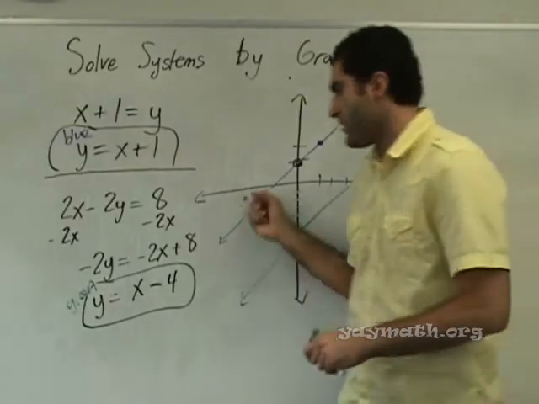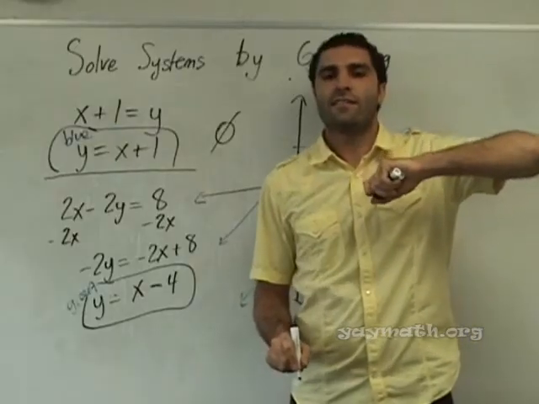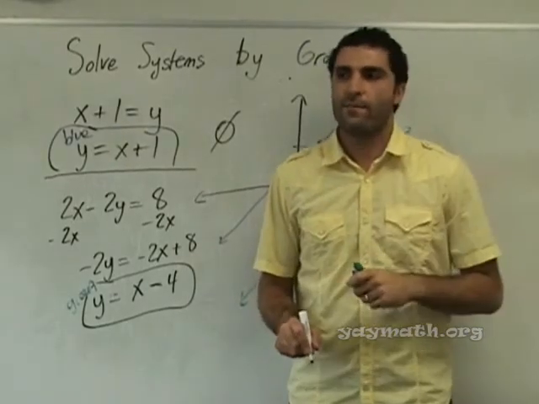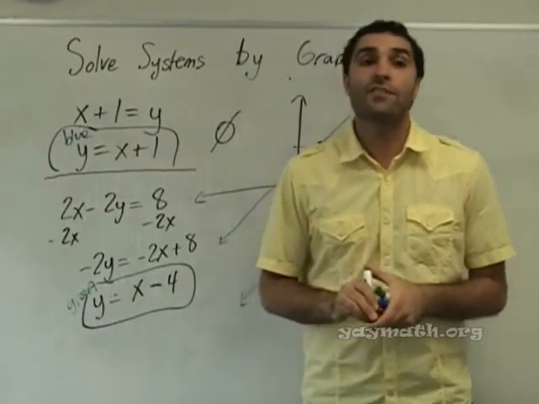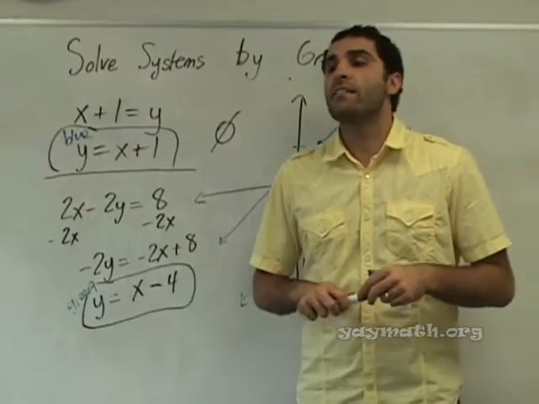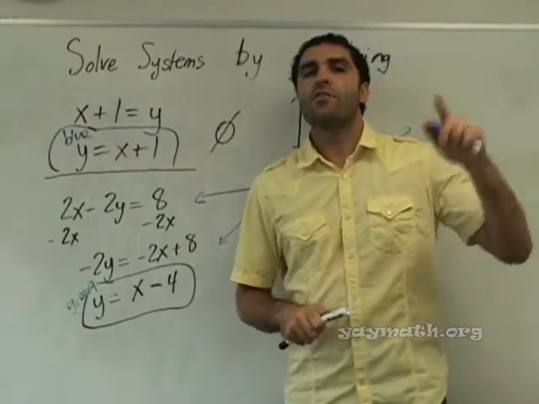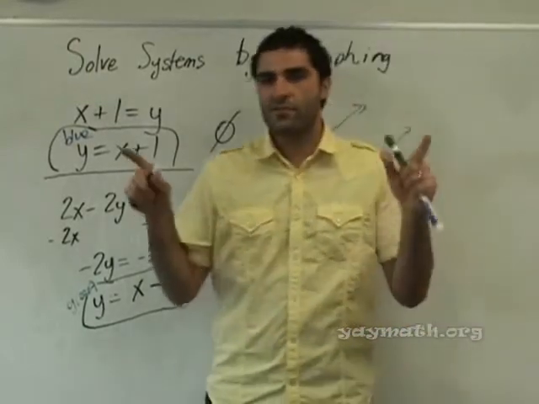So no solution. If they have the same slope, does that mean that there's no solution? Very good, that's exactly one step ahead. When there's the same slope, you know that there will be no solution if they're different lines. But if they're the same line, it's an infinite number of solutions. So who can raise their hand and give a summary of the three scenarios?